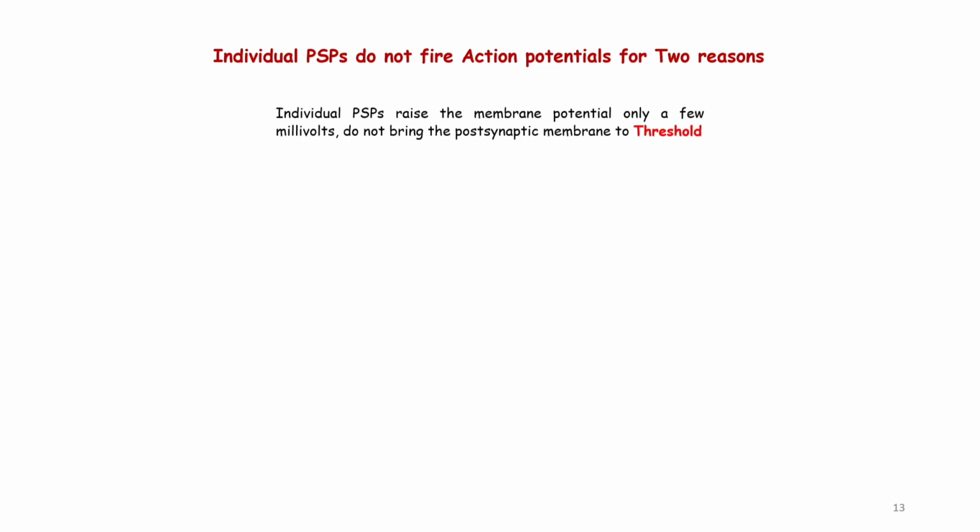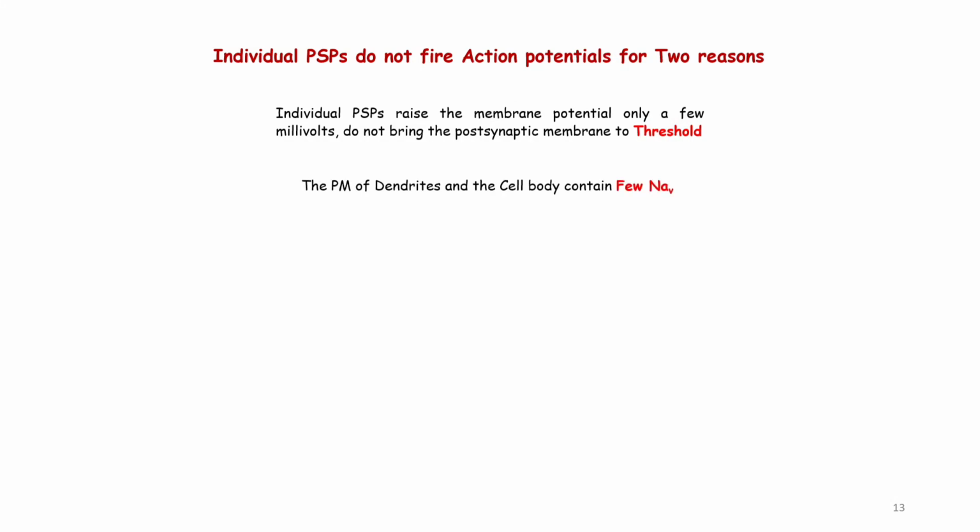Now, individual PSPs, that means individual postsynaptic potentials, specifically the excitatory postsynaptic potential, do not fire an action potential, because we know that a neuron receives synapses from up to 10,000 neurons. So a single synapse cannot generate an action potential. There are mainly two reasons. The first is that an individual PSP raises the membrane potential only a few millivolts, which does not bring the postsynaptic membrane to the threshold potential. As we have learned, the threshold potential must be met or exceeded.